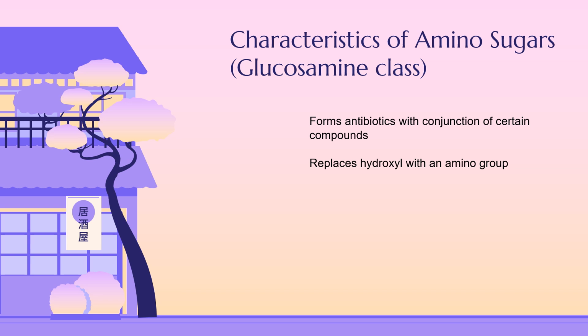Glucosamine is an amino sugar, which is distinct in that it forms antibiotics in conjunction with certain compounds, which is why it's prescribed in this particular medicine. And the reason it's unique is because it replaces the hydroxyl with an amino group, because most sugars have a hydroxyl.